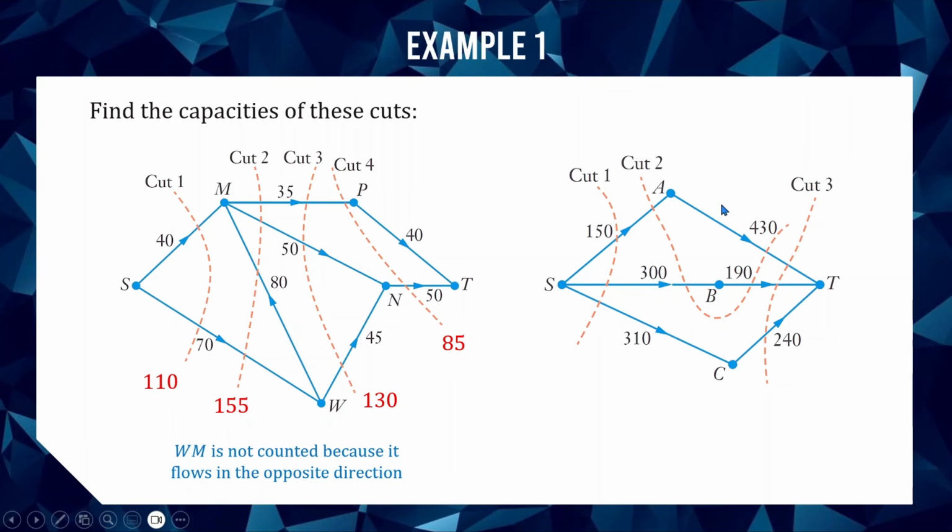Okay, over on the one on the right here, we have 3 cuts and we're going to calculate their capacities. For the first one, it's a no-brainer. All the edges are flowing in the right direction. So it's 310 plus 300 plus 150, which I believe is 760.